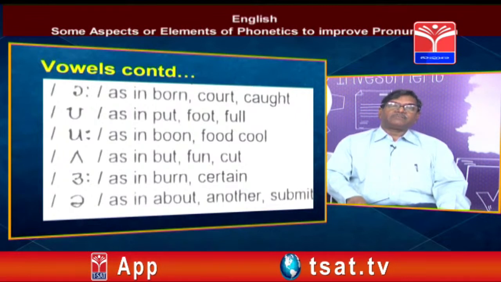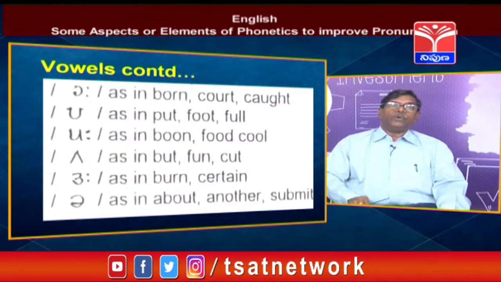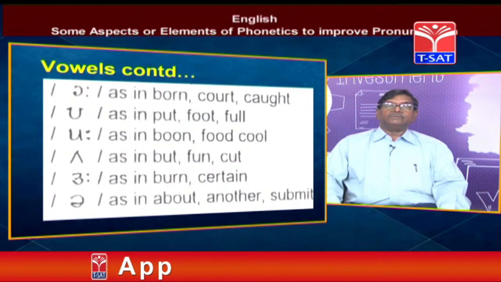And even in the previous case also we have A, as in last, father, A sound. And now O. Next U. We have this in our Indian languages, U.